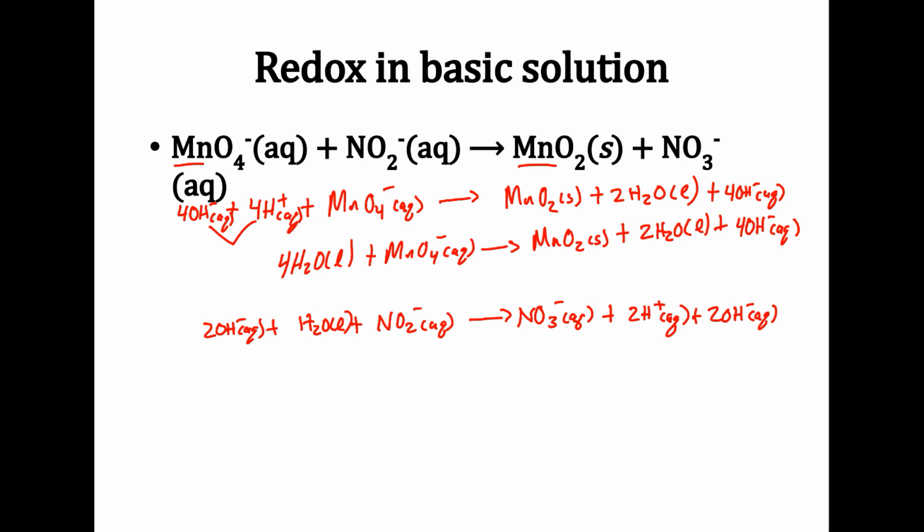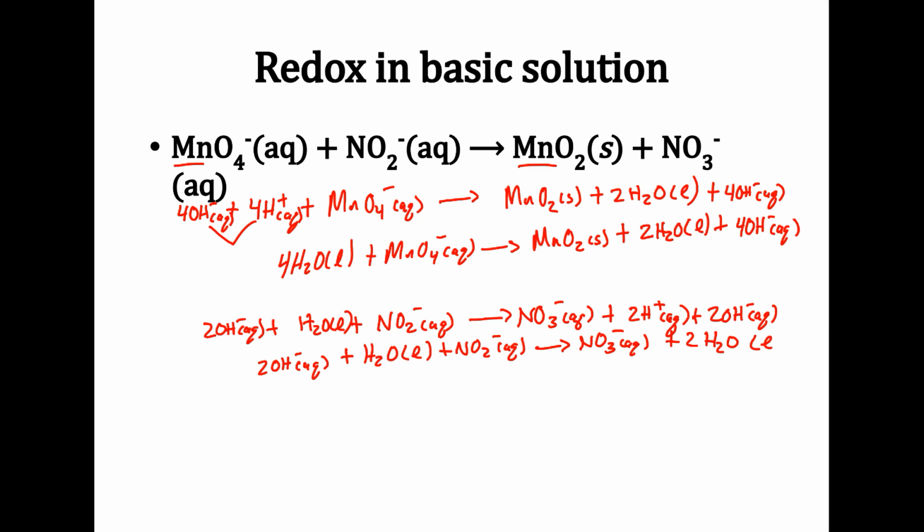And then down here we have 2OH minus plus H2O plus NO2 minus, yielding NO3 minus plus 2H2O.